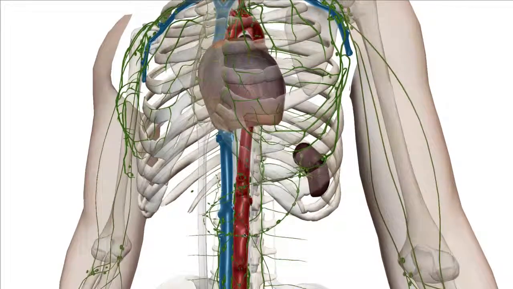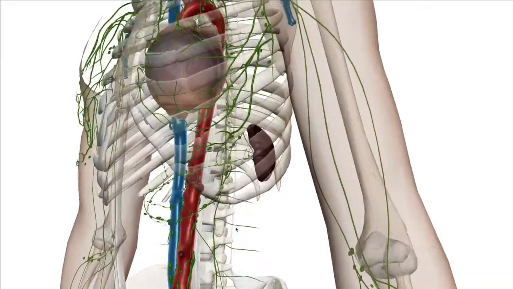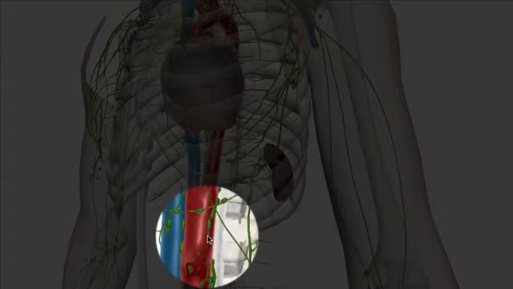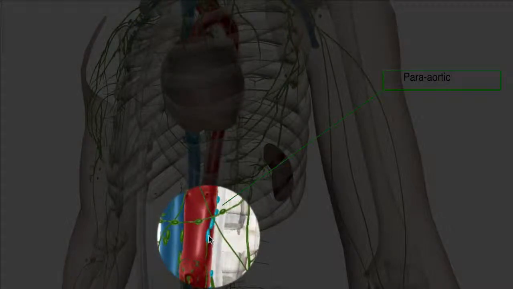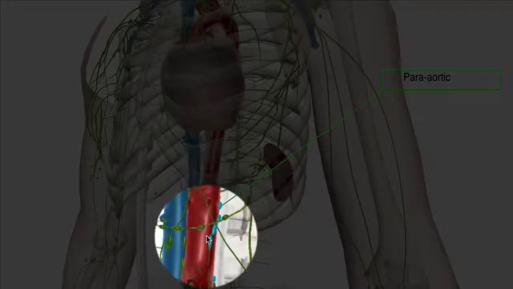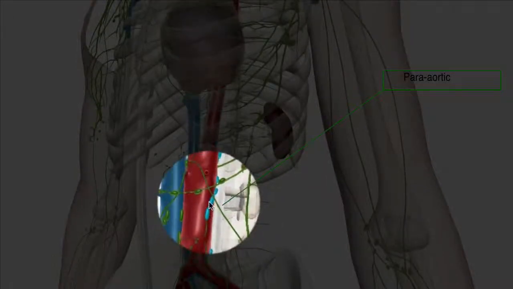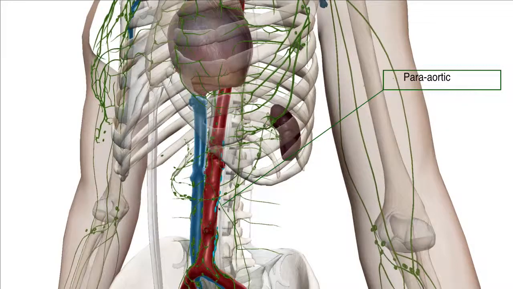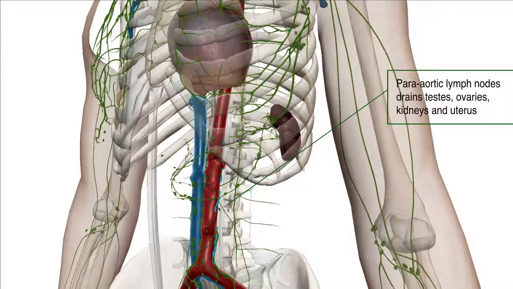Now, the next one is known as the para-aortic lymph node clusters. So here, these are very, very important, okay? Here we have these para-aortic lymph nodes, right? Basically, they're kind of highlighted here. You can see them, and basically they line up parallel to the aorta. Now, they usually drain the testes, ovaries, the kidneys, and the uterus.